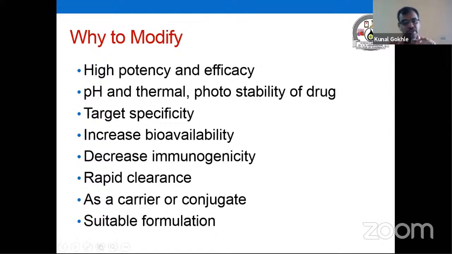Polymers can act as a carrier for bioconjugates. Like insulin is attached to one of the modified natural polymers as a carrier system. So polymer can be used as a carrier system or as a conjugate system. And once we have done this, we can convert them into the suitable formulation as we require. Like we can convert them into nanoparticulate systems, microspheres, hydrogels.